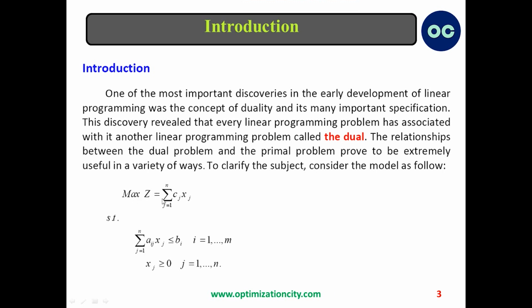We have the maximization of the summation of Cj times xj for j from 1 to n, and subject to, we have the constraint: summation of aij times xj is less than or equal to bi, for i from 1 to m, and xj is a non-negative variable, j from 1 to n.